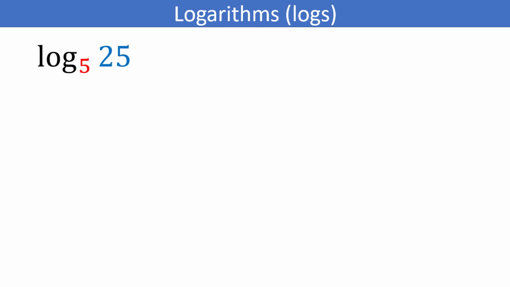Consider this expression. The way we read this is log base 5 of 25. We call the little subscript of 5 the base of the log, and we call the 25 out front the argument of the log. Sometimes you will see the argument in parentheses like this, especially if the argument is more complicated. So what does this mean anyways?